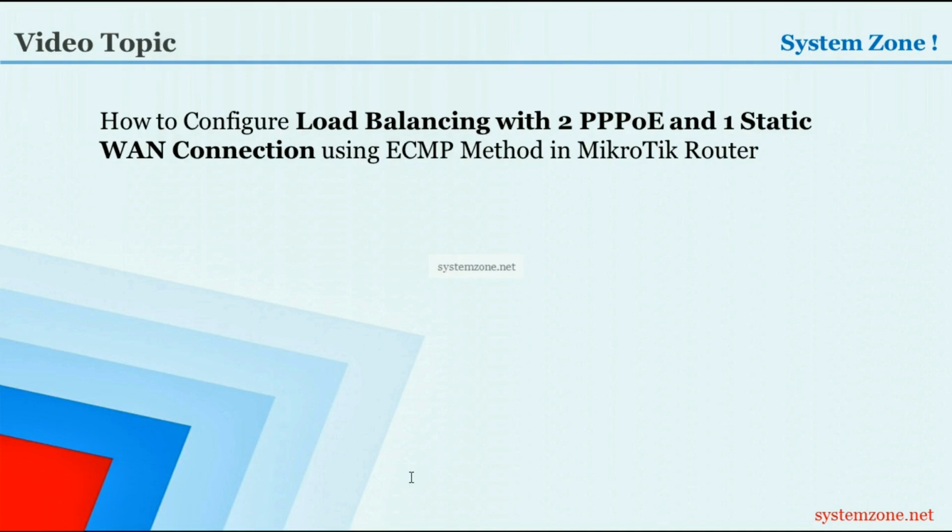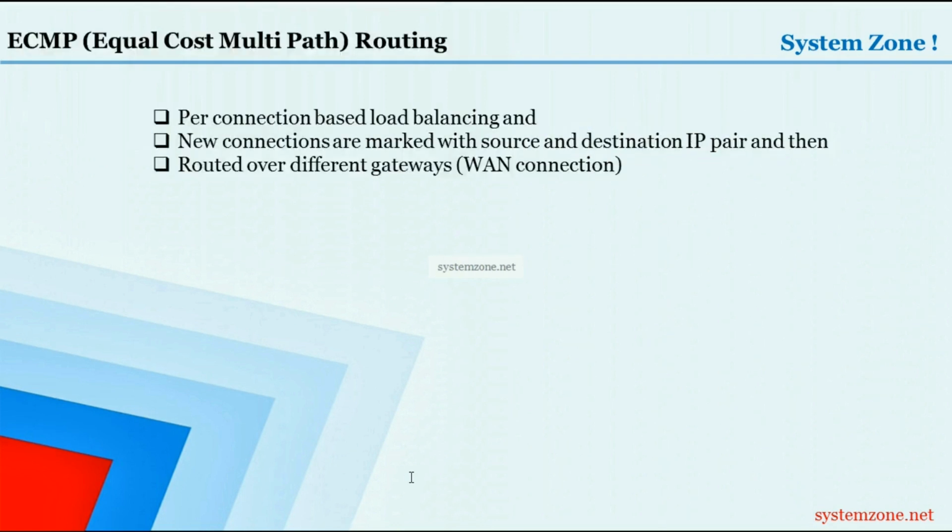In this video I am going to show how to configure load balancing with 2 PPPoE and one static WAN connection using the ECMP method in a MikroTik router. ECMP is per-connection load balancing, and in the ECMP method new connections are marked with a source and destination IP pair, and then the connections are routed over different gateways.